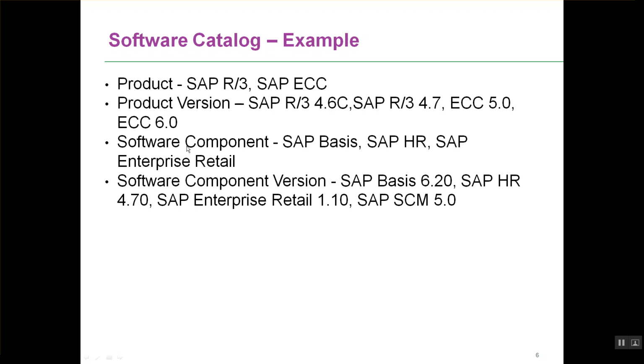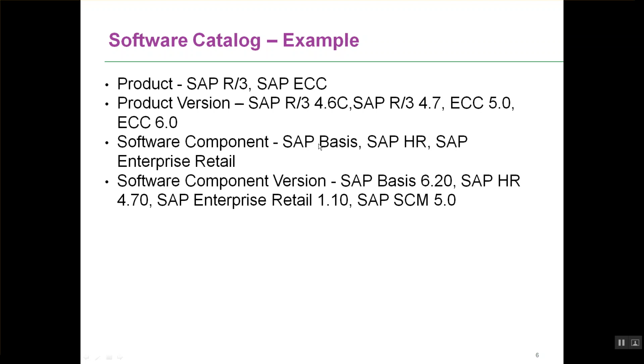Then what is a software component and what is a software component version? A software component is nothing but the granular modules or units that form a product. If you're from a basis background, you would know that an SAP R3 4.6c system will have multiple software components, right? You will have an SAP basis component, an SAP HR component, an SAP enterprise retail component. All of this forms what we call a software component, and the software component version is nothing but, for this software component, what is the version?